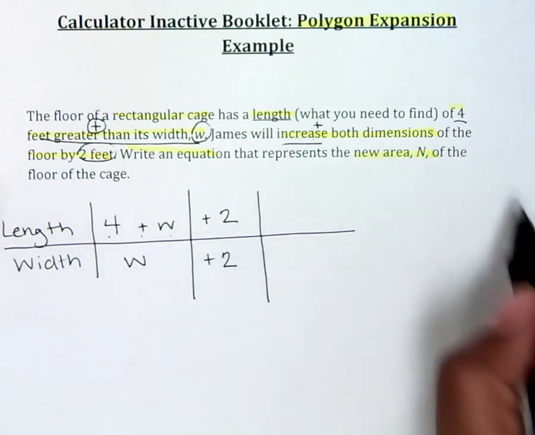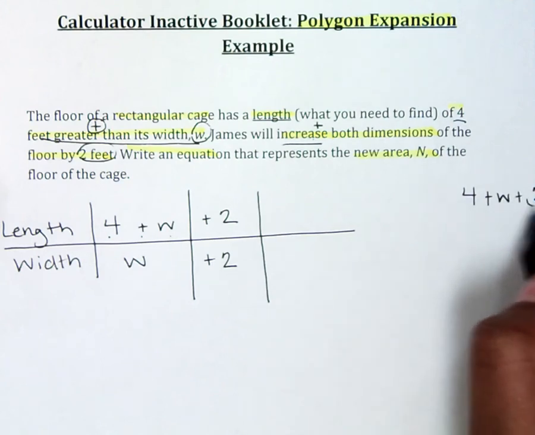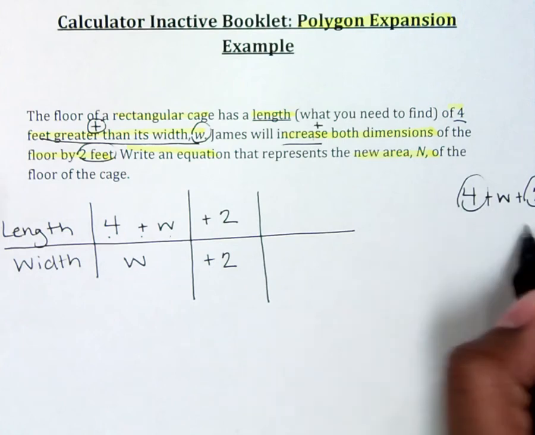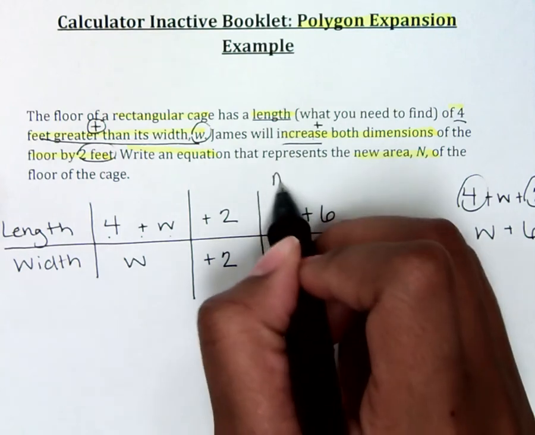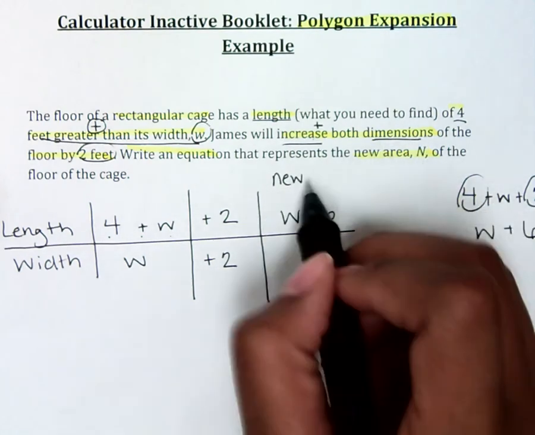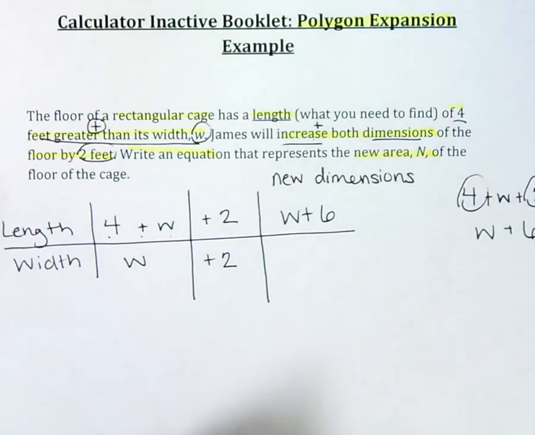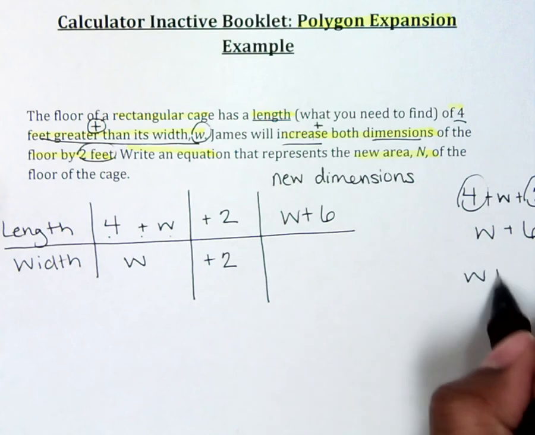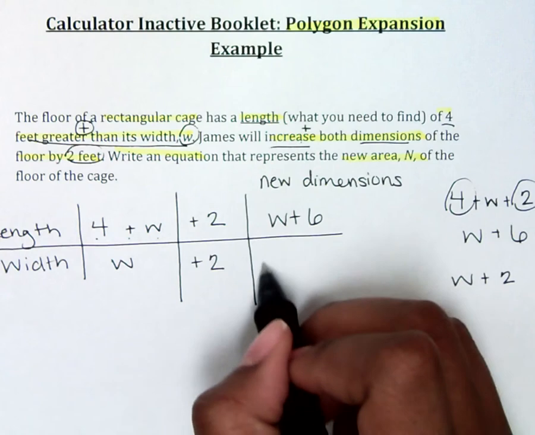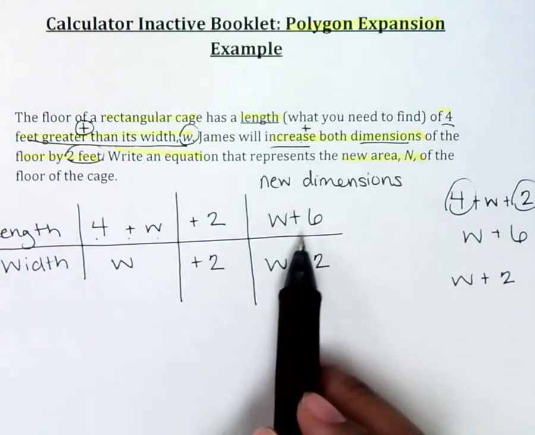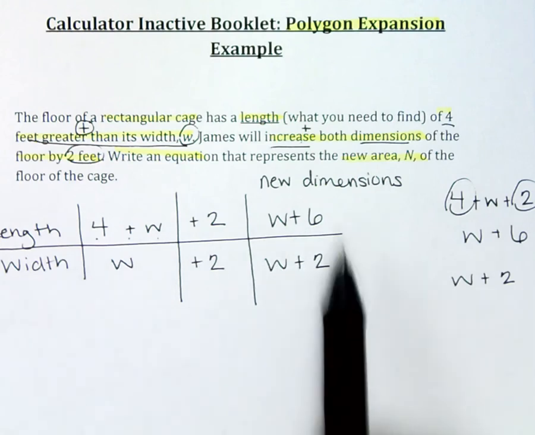I'm going to combine my like terms. I'm going to actually pull that over to the side so you can see the work here. 4 plus 2 is 6, and I have W plus 6. And this is the new dimension. Okay, and then my width, I'm going to pull out W plus 2. I do not have like terms, so therefore I'm just going to leave it W plus 2. So my length is now W plus 6, and my width is now W plus 2.